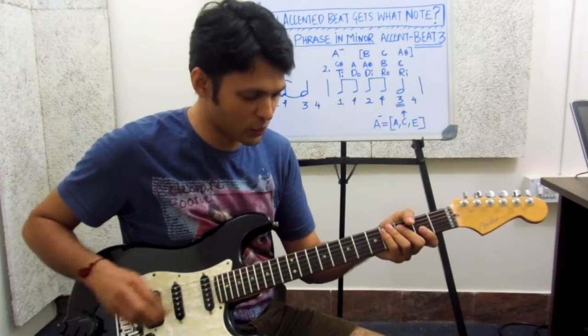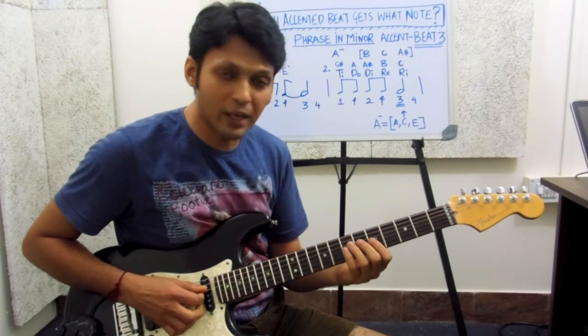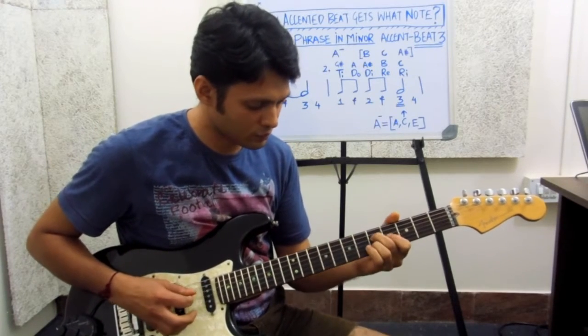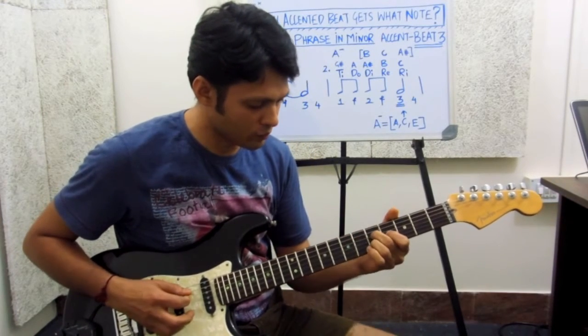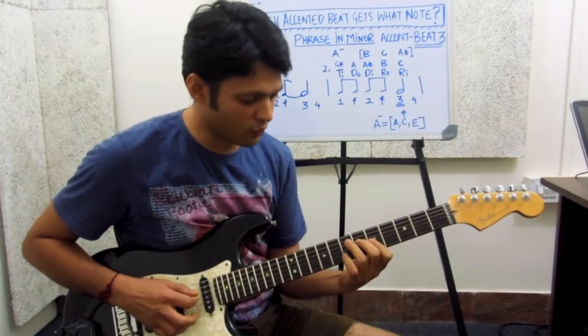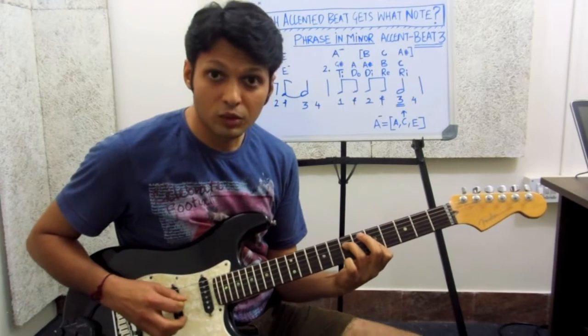So the first progression, which is C augmented, going to E minor, going to A minor. 1, 2, 3, 4.